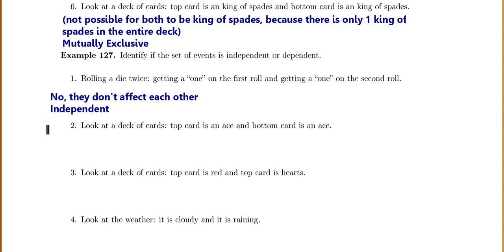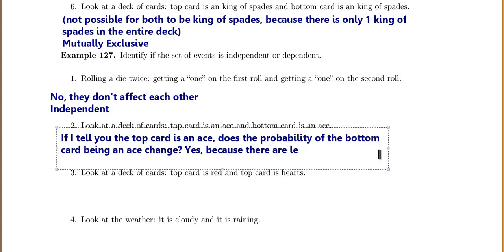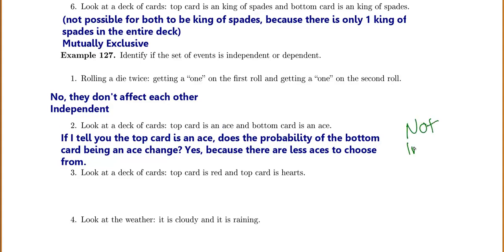Number 2, look at a deck of cards. The top card is an ace and the bottom card is an ace. Okay, so now this one is slightly interesting. If I tell you that the top card is an ace, does the probability of the bottom card being an ace change? So what do you think? If you already know that the top card is an ace, does that mean that the probability of the bottom card being an ace changes? Yes, because there are less aces to choose from. So this one would be not independent, which means that it is dependent.